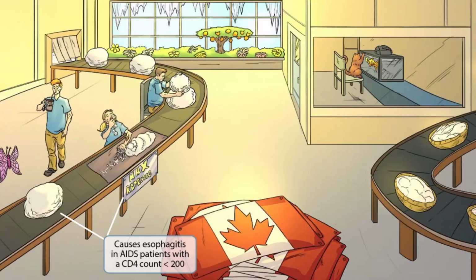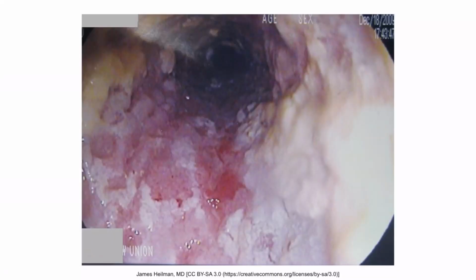So putting these two ideas together should help you remember that Candida can cause esophagitis in AIDS patients with a CD4 count less than 200. This is an endoscopic image of esophageal candidiasis. As you can see, the esophagus is coated with white plaques.